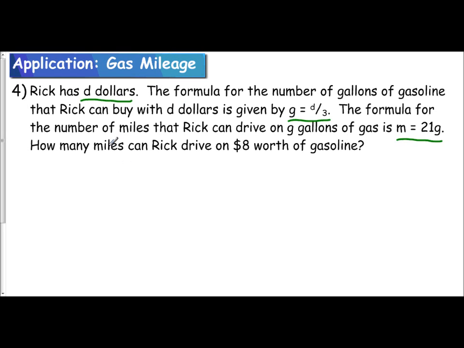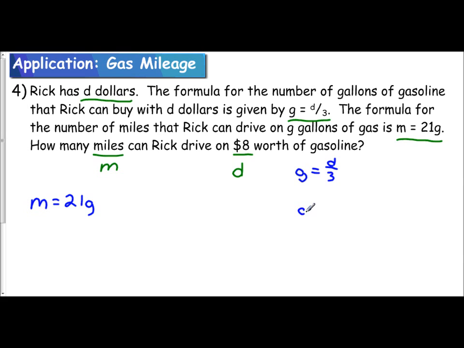So I'm trying to find how many miles. So I'm trying to find M. I'm given $8, so I'm given D. So I want to find M, and our problem tells us M equals 21G, but I'm not given G, I'm given D. So we have to figure out how we can use our dollars to get gallons. And that's where our first equation comes in. Our first equation says G equals D over 3.